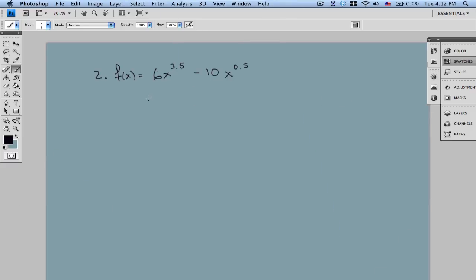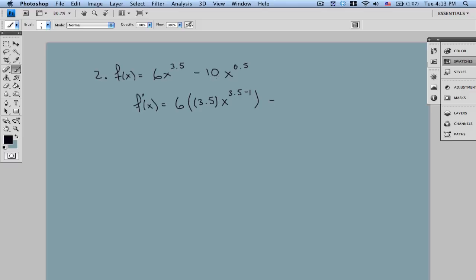Here's an example that's still pretty simple, but the exponents now are not whole numbers. We'll apply exactly the same procedure that we did before. We've got 6x to the 3.5. The 6 is a constant, so that's going to stay out front. And then we take the derivative of x to the 3.5. Well, that means we've got the exponent that we can bring out front, 3.5. And then we'll have x to the 3.5 minus 1.